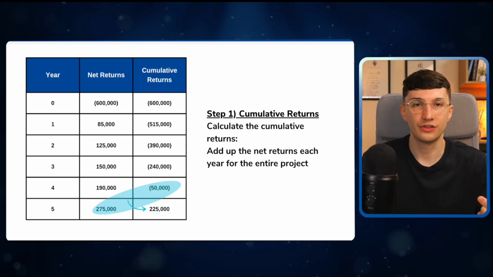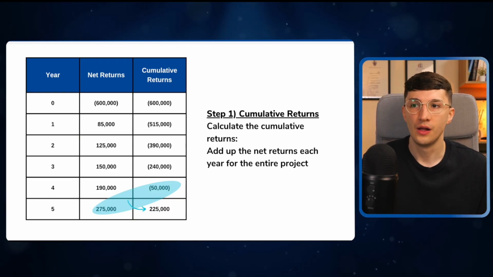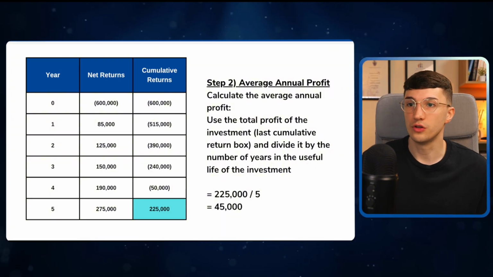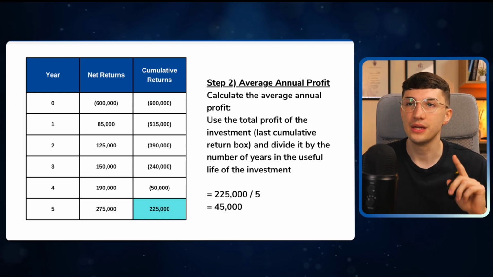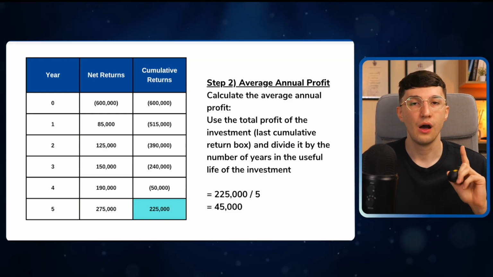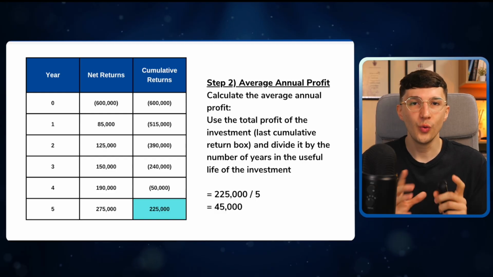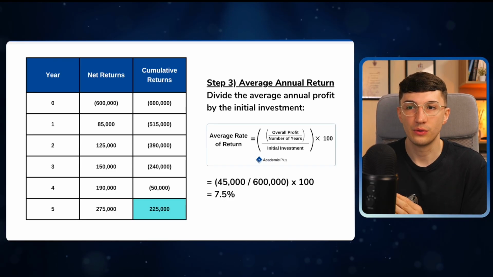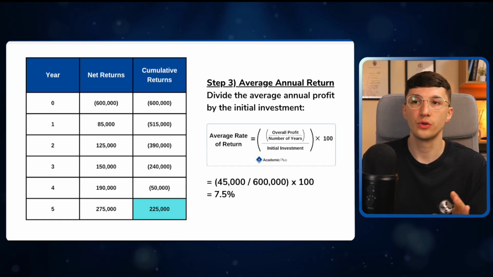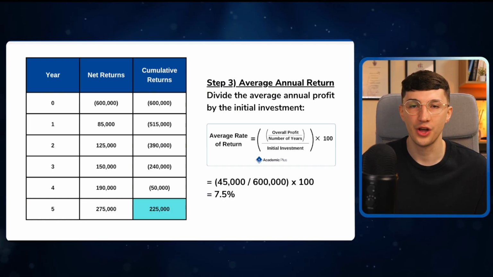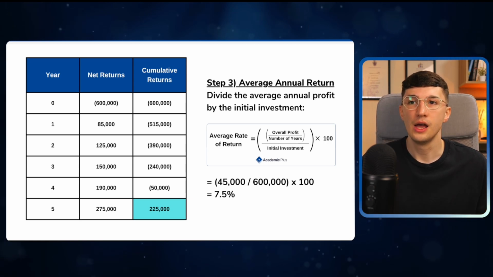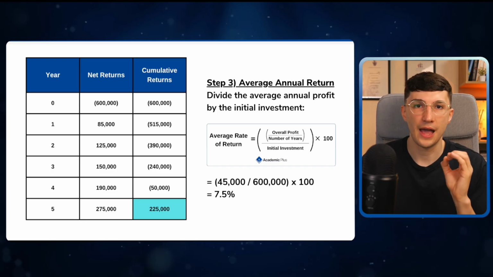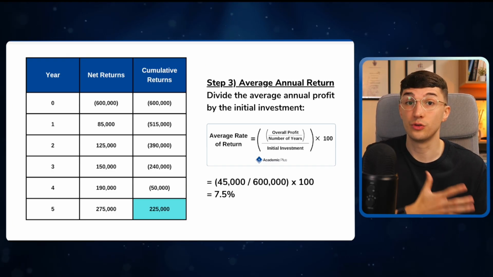The next step was just to calculate the average profit per year. So take that £225,000 divided by the number of years. 225,000 divided by 5 gives me an average annual profit of £45,000. And then all we do with this value is divide it by the initial investment. So 45,000 divided by 600,000 times 100 gives me an average rate of return of 7.5%. Even though the initial investment is a minus figure, just ignore the minus. You should get a positive for this, unless, of course, the project doesn't make a profit.